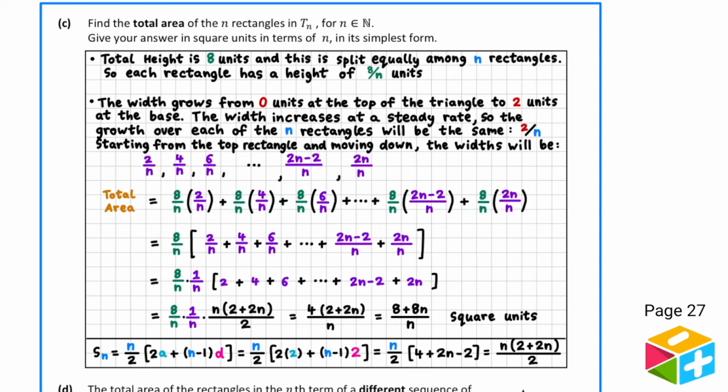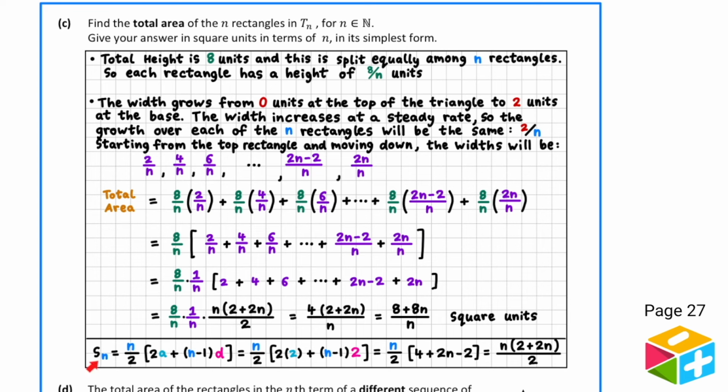There's a common factor of 8 over n here, so let's factor this out. If we focus inside the square brackets, each of the fractions has an n in the denominator. This means that 1 over n is a common factor for each of these terms. We can also factor this out. We are left with the sum of an arithmetic sequence inside the square brackets. There's a result in the formula book which will help us find this.